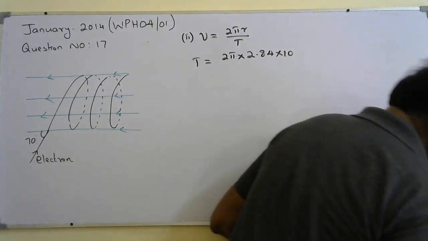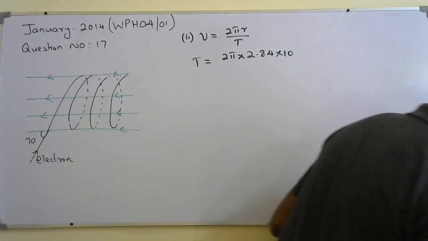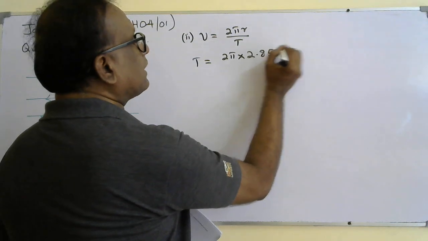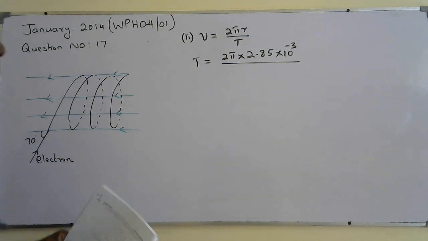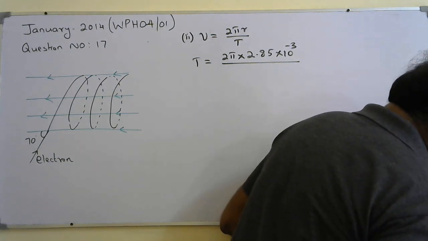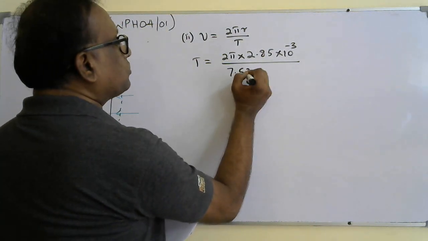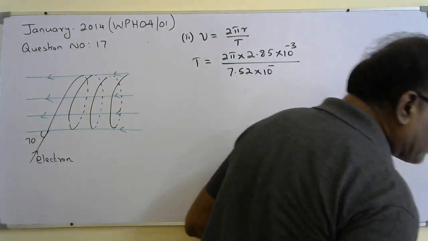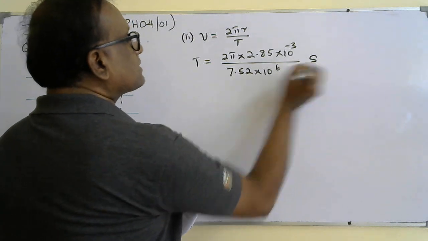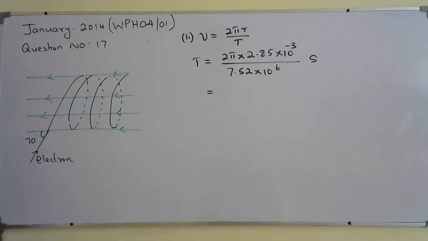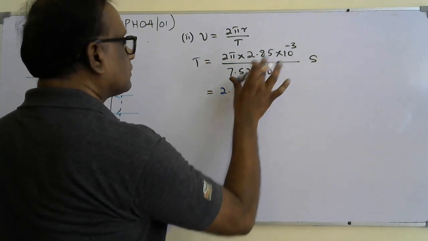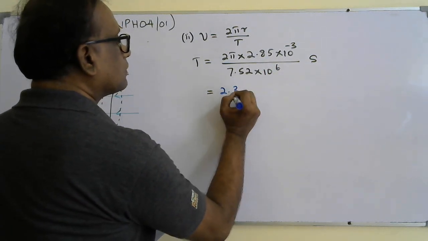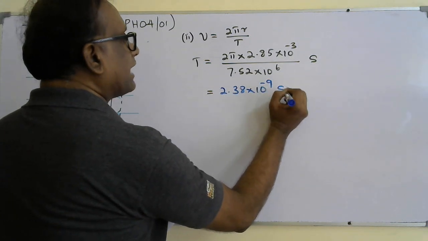2.85 × 10^-3 over the velocity, the component of velocity perpendicular to the direction of magnetic field, that we found as 7.52 × 10^6 seconds. Solve it, you will get the answer. T equals, the velocity which is perpendicular to the direction of magnetic field we should consider, 2.38 × 10^-9 seconds.